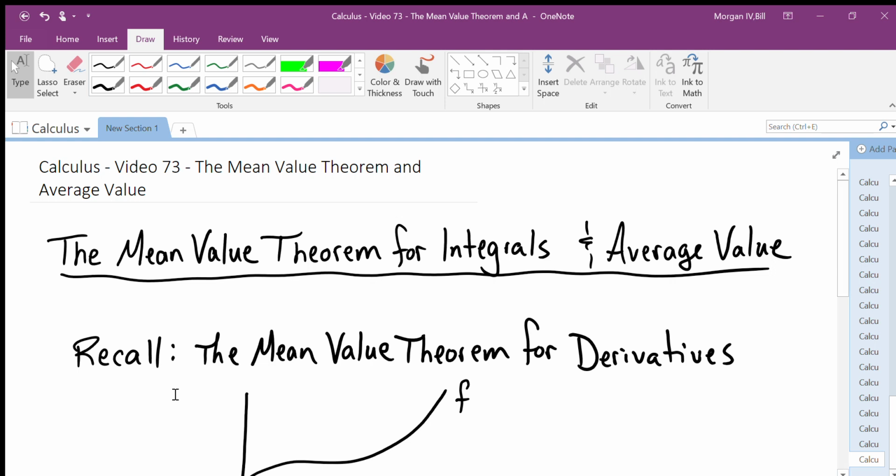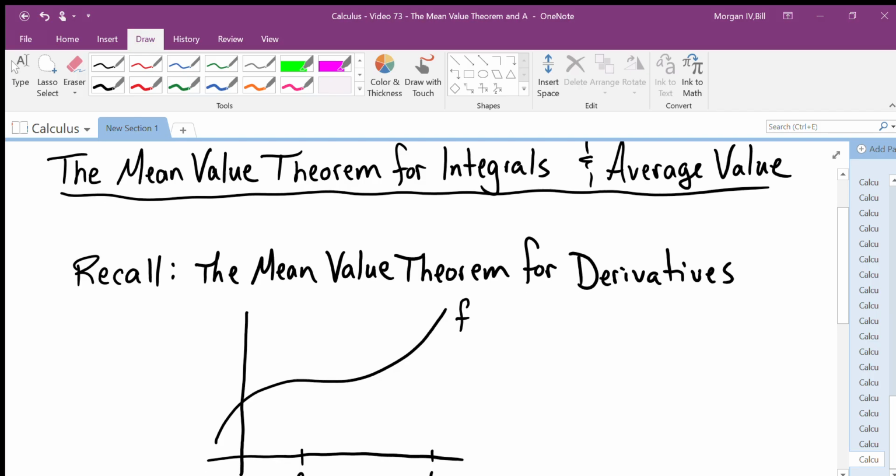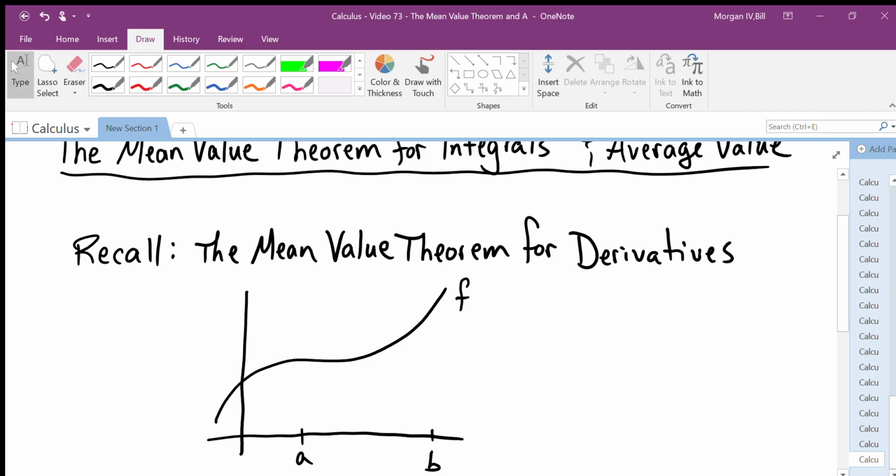Calculus video 73, the mean value theorem and average value. Specifically here, we're talking about the mean value theorem for integrals and average value. We had a mean value theorem for derivatives earlier. Let's recall that just so we can keep them separate, and it's a good idea to bring these things back to help us remember them.